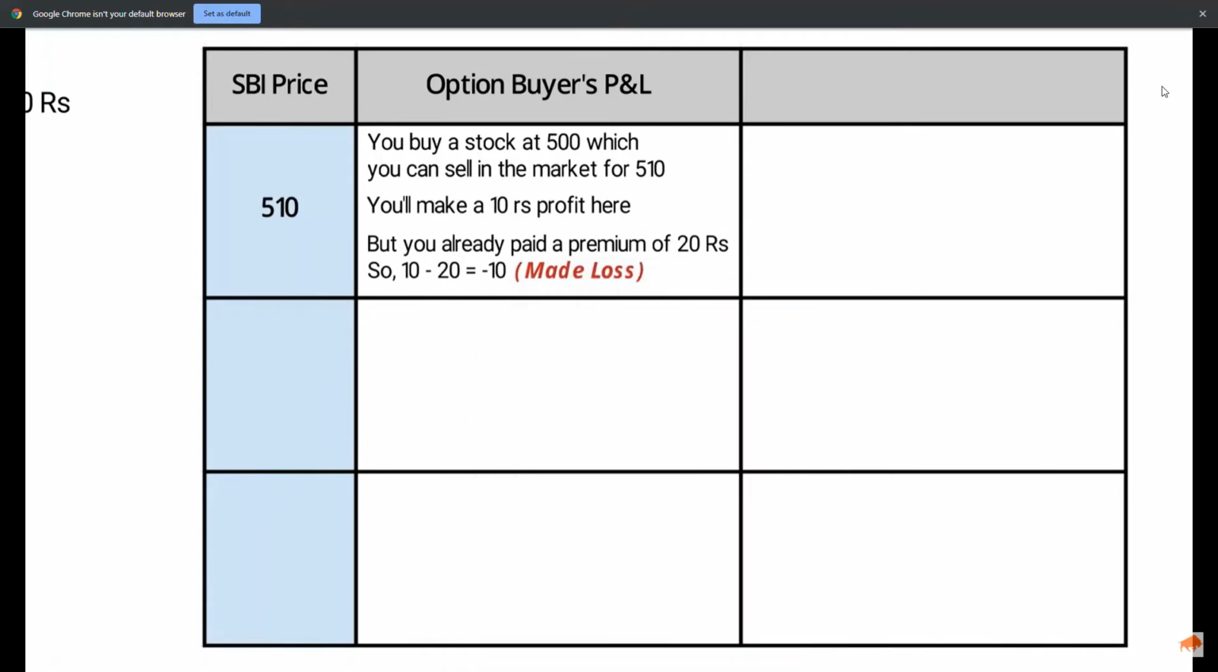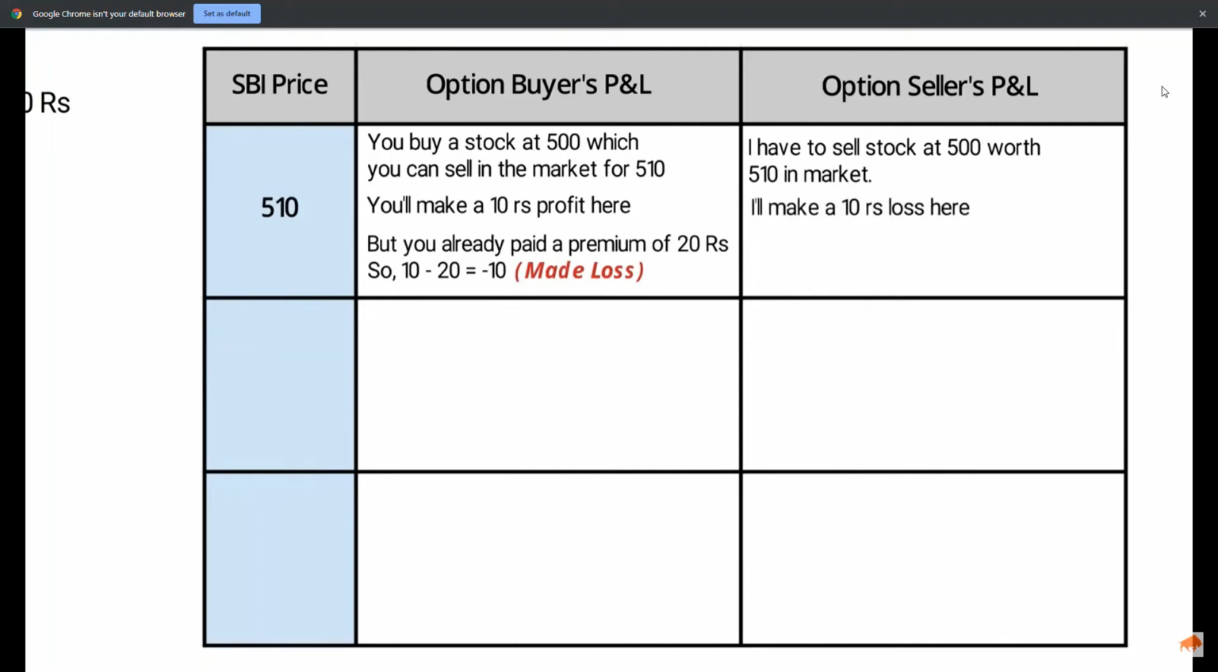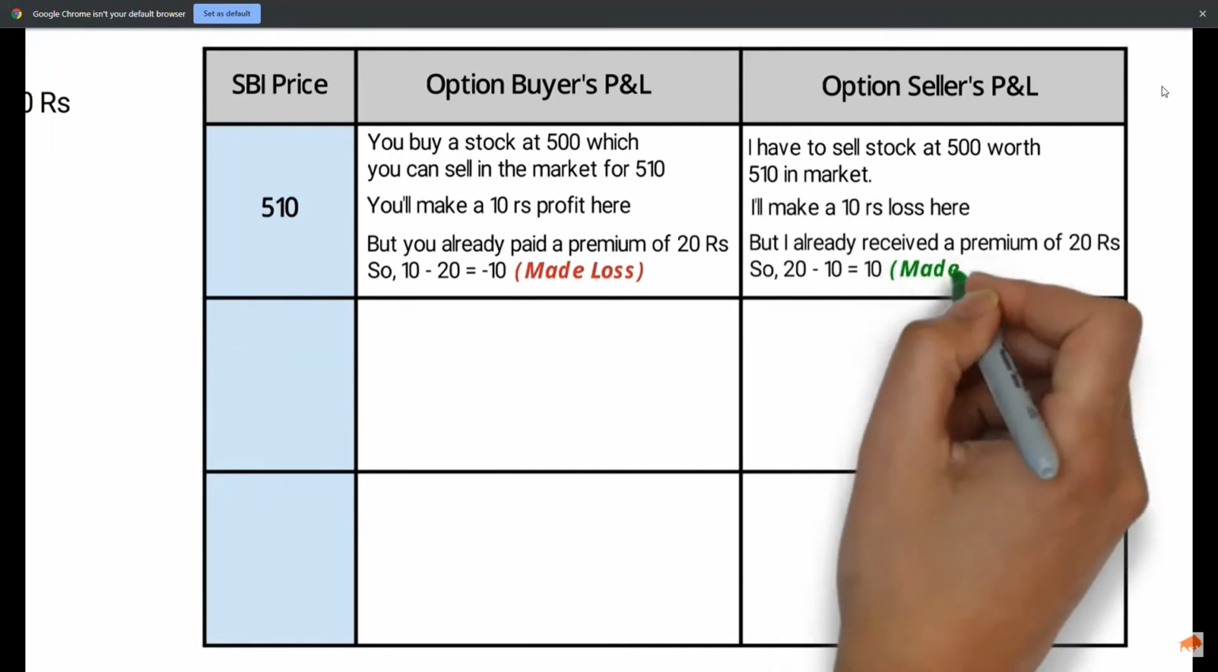As an option seller, I have to sell a stock at 500, which is worth 510 in the market. I'll be making a loss here. But since I have received a premium of 20 rupees, I'll be making a net 10 rupee profit here.